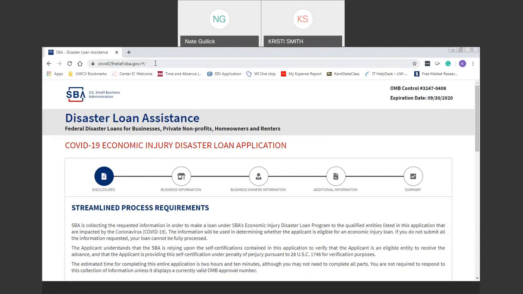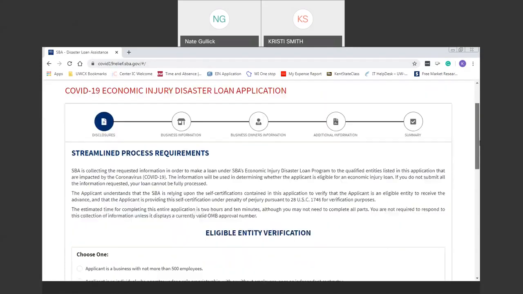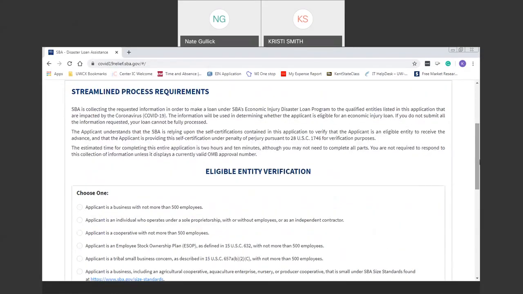On the disaster loan application here, it is a much streamlined process from what we saw last week. Most of the clients that I've walked through and my own application took about 20 minutes to complete. It took me longer to look up some of the information that it was asking for than to actually answer the questions. So I think you'll find it to be quite a simple and straightforward process.